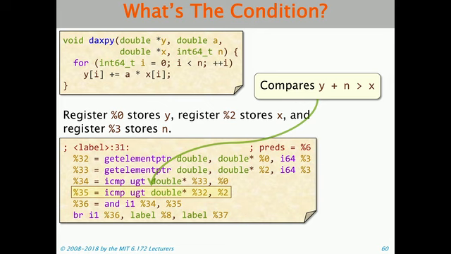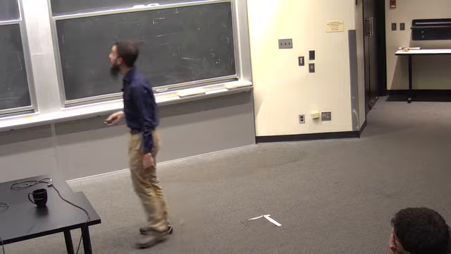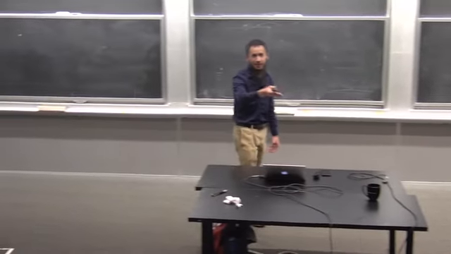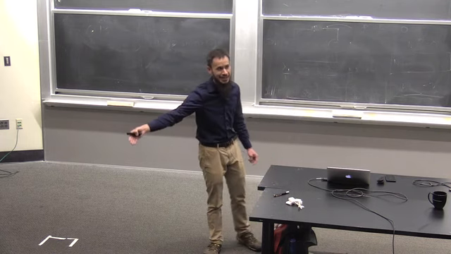Yep, go for it. Bitwise AND of the results. So this computes the comparison: is x plus n greater than y, bitwise AND, is y plus n greater than x? Fair enough. So what does the result of that condition mean? I think we've pretty much already spoiled the answer. Anyone want to iterate it one last time?